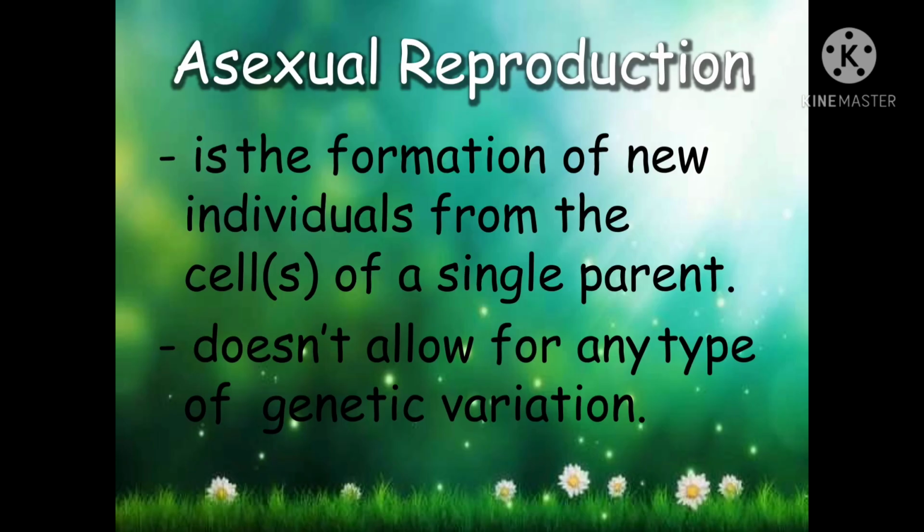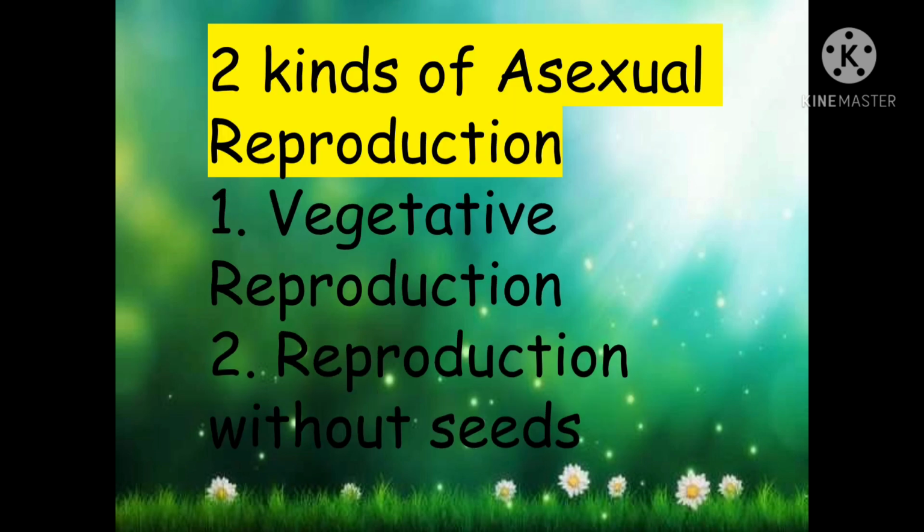Now, the second type of reproduction in plants is asexual reproduction. It is the formation of new individuals from the cell or cells of a single parent. It doesn't allow for any type of genetic variation. There are two kinds of asexual reproduction. Those are number 1, vegetative reproduction, and number 2, reproduction without seeds.